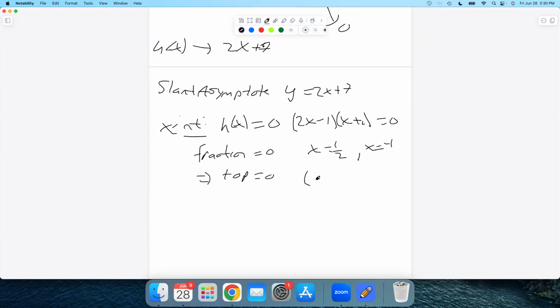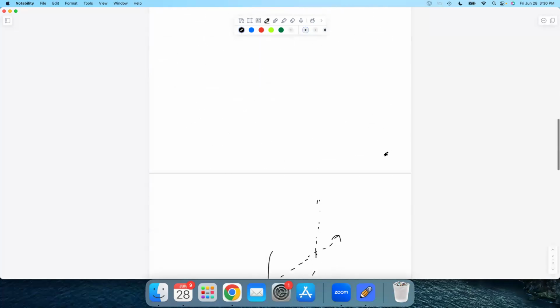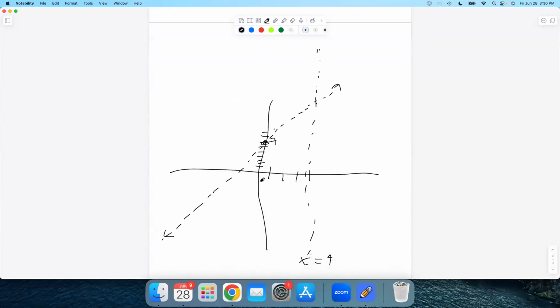And then, of course, intercepts are points, not numbers. So we've got to write these as points. Let's put those on our graph. (1/2, 0) and (-1, 0). So that's right there.